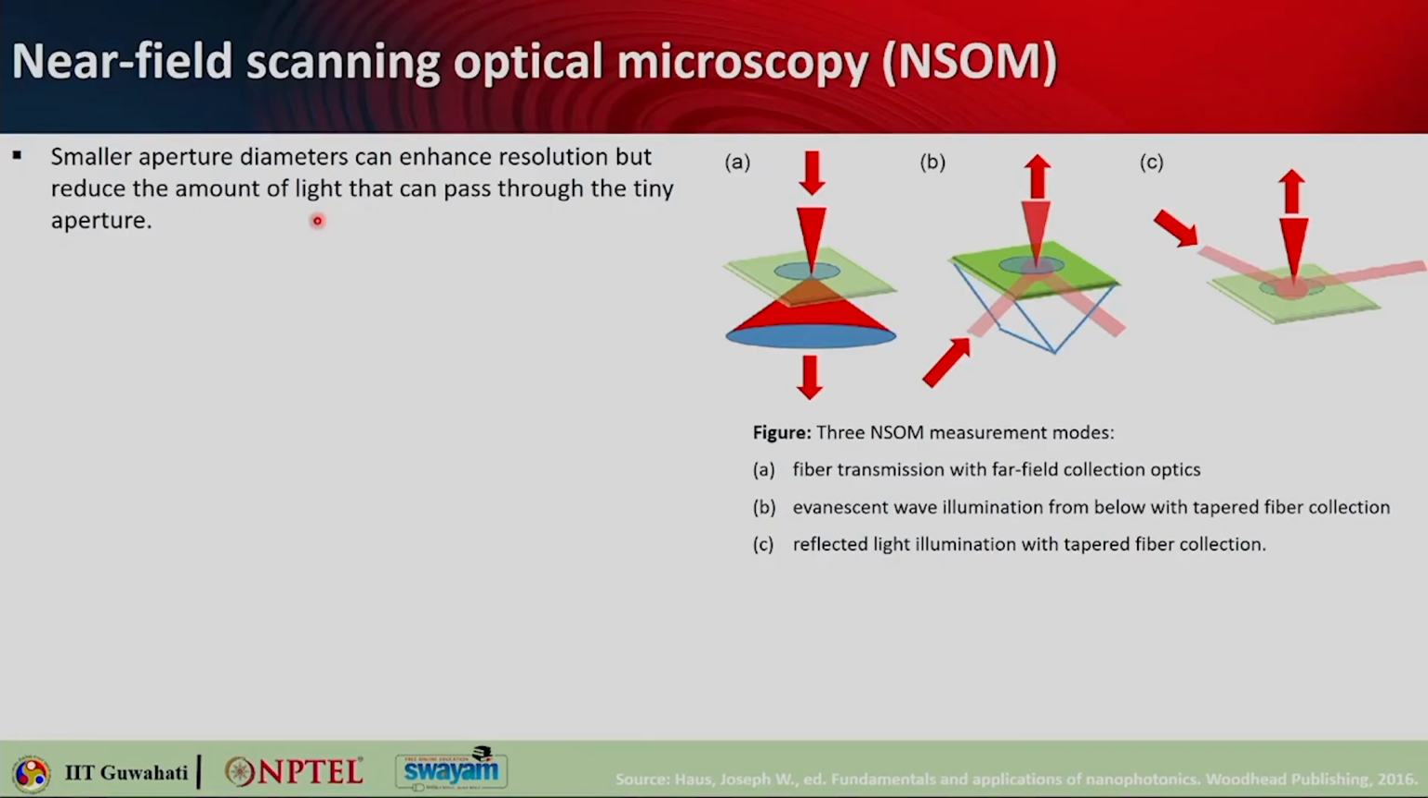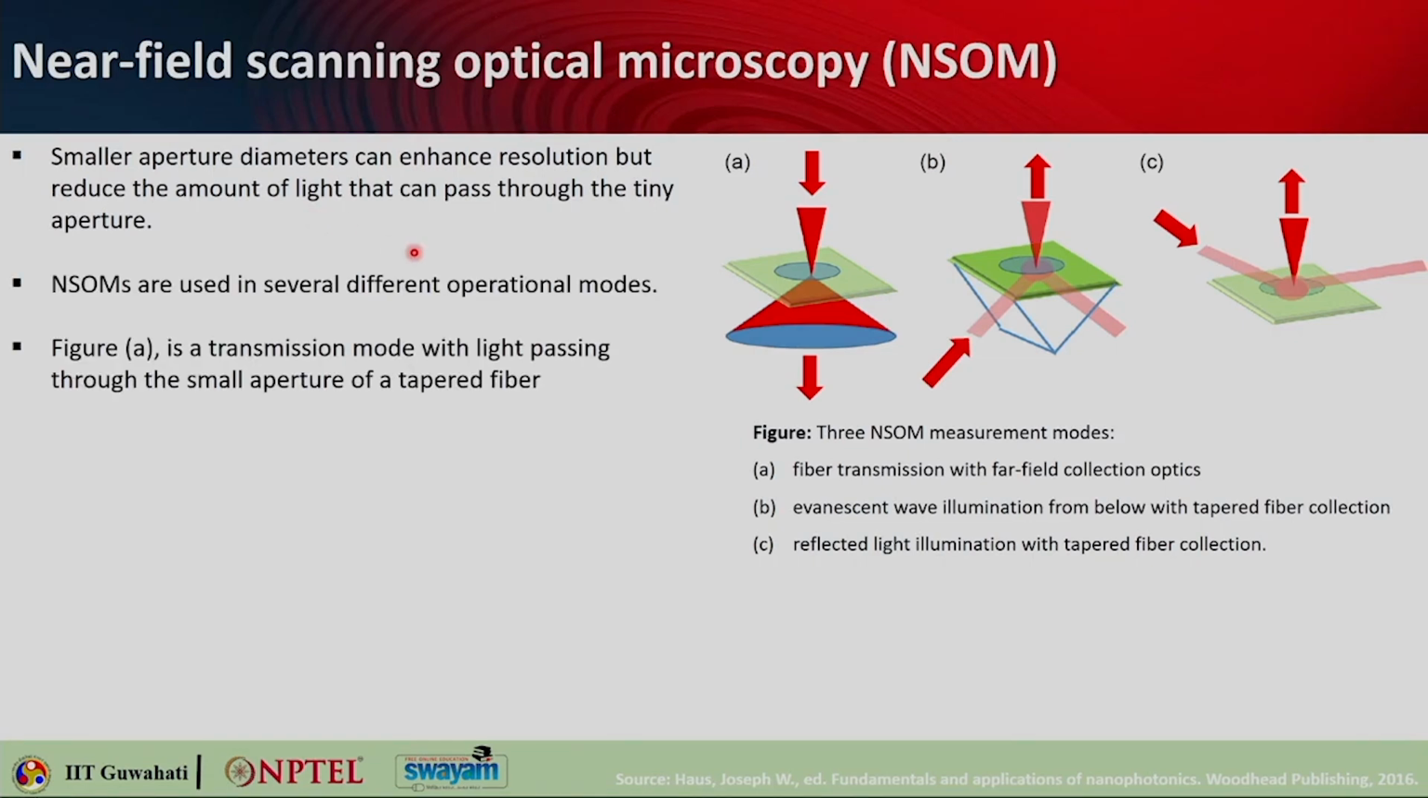So, you need some value of SNR, signal to noise ratio, to detect a proper signal. Okay. So, if the detected light is very feeble, then you will not be able to differentiate it from the noise. So, it should be much higher than the noise floor. So, that limits the dimension of the aperture. Okay. So, that will decide the aperture diameter. Now, NSOM also works in different operational modes. As you can see, 3 different modes are shown here.